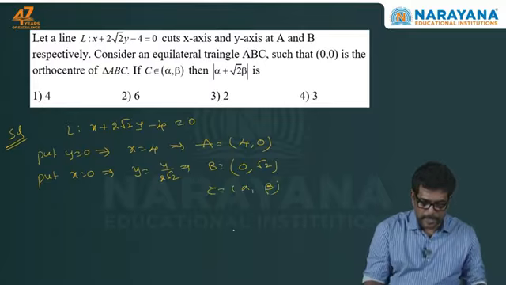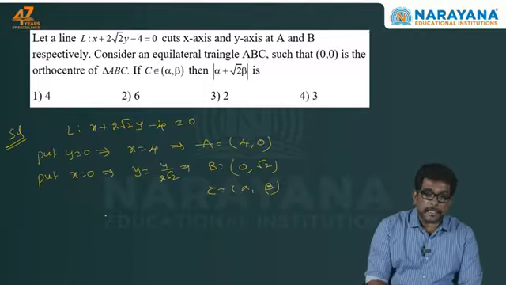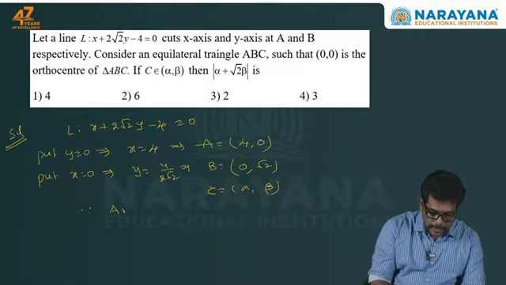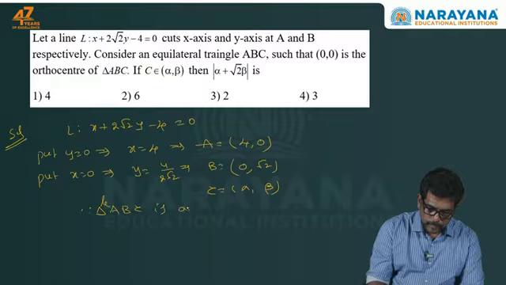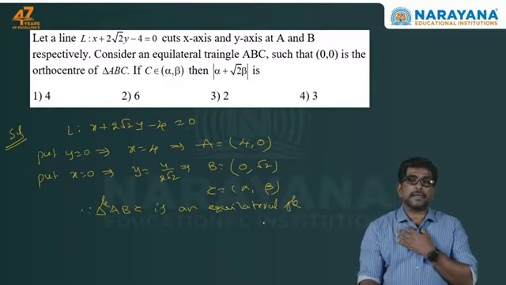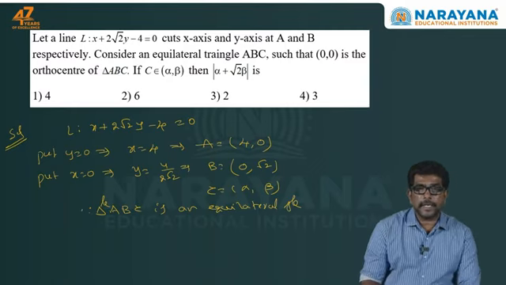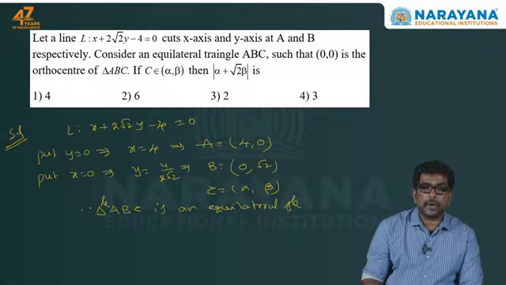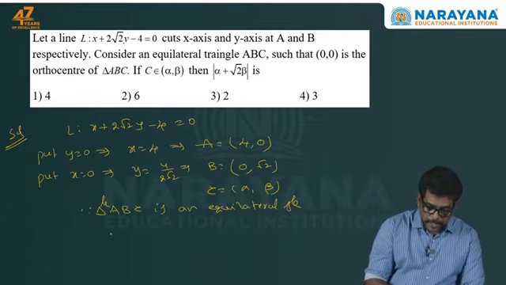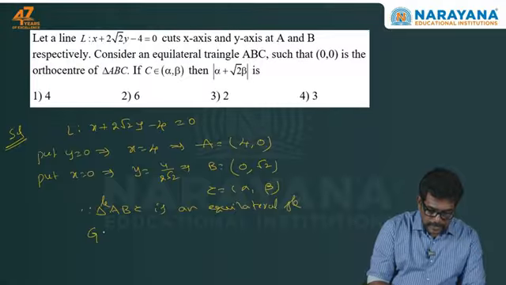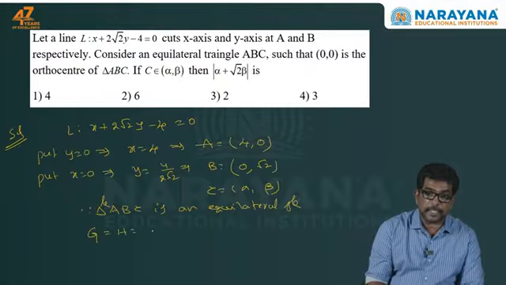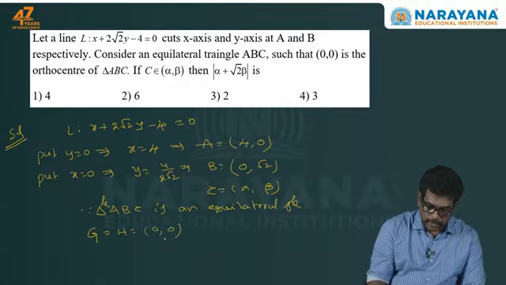C is equal to (alpha, beta), where triangle ABC is an equilateral triangle. Since ABC is an equilateral triangle, we know that the centroid, the orthocenter, the circumcenter all coincide. So here centroid I am representing with G. G is equal to orthocenter H is equal to (0, 0), which is given.